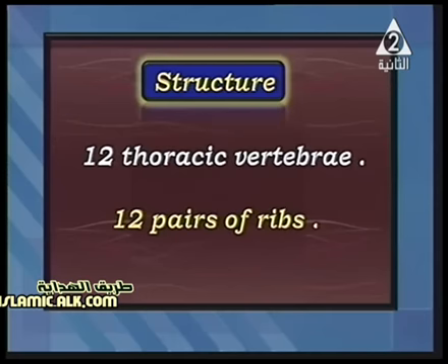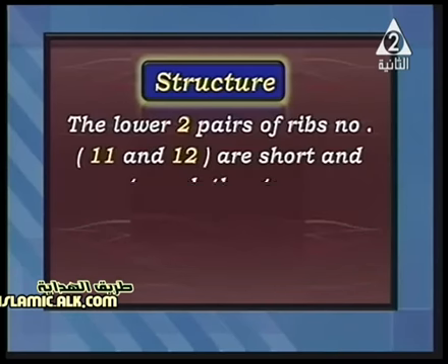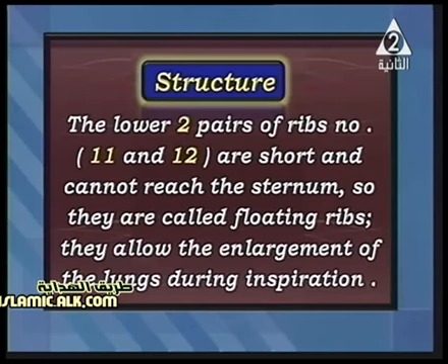Who can tell me about the connection before starting? Perfect. All ribs are connected posteriorly to the thoracic vertebra, while only the first 10 pairs from the front side are connected with the sternum bone. The lower two pairs, 11 and 12, are short and cannot reach the sternum, so they are called floating ribs, and they have an important role during the inspiration process, inhalation and exhalation.